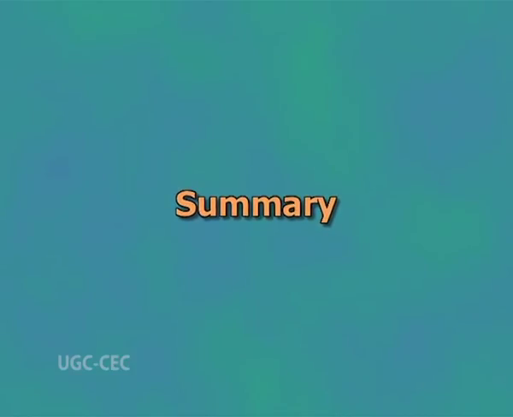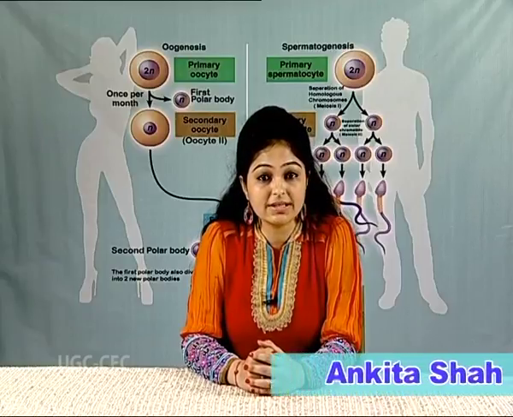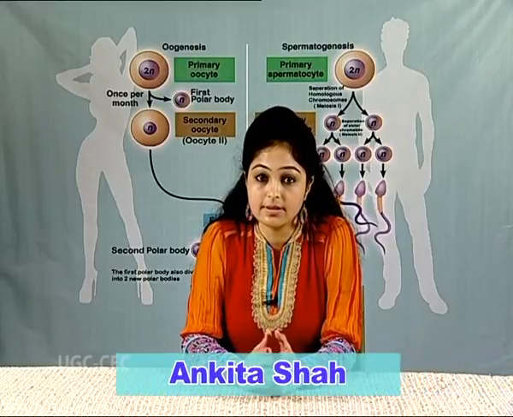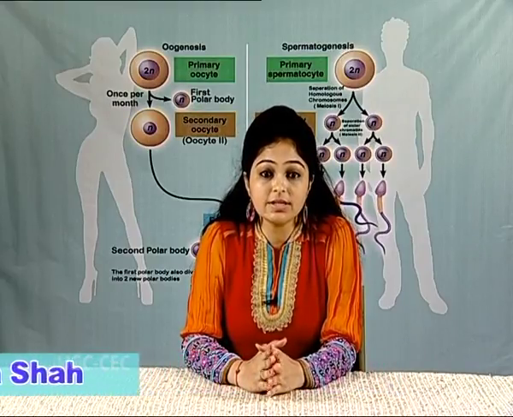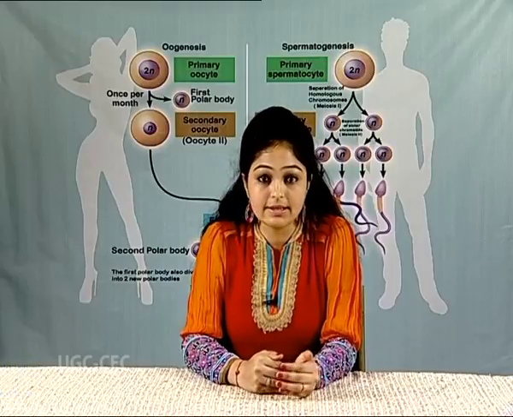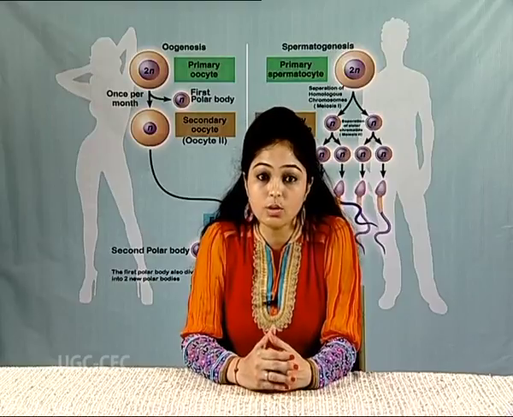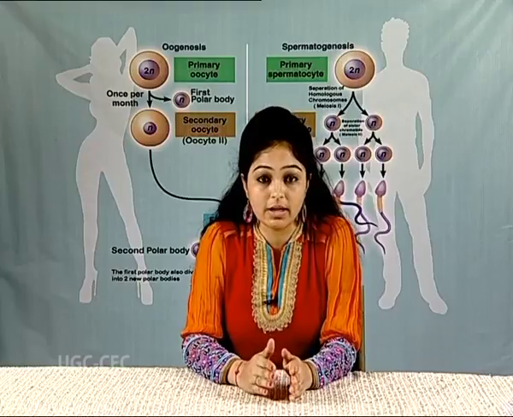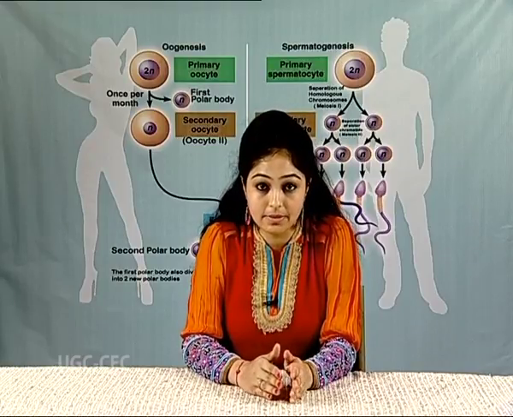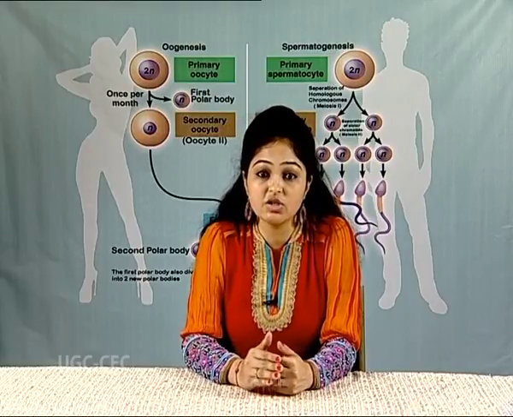Now, we would summarize the entire session that we have talked on gametogenesis. Gametogenesis occurs in both the sexes and is of two types, that is spermatogenesis and oogenesis. Spermatogenesis occurs in the male gonads, that is testes, while oogenesis occurs in the female gonads, that is ovaries. These gonads develop from the undifferentiated gonad during embryonic development. Later, it divides into ovary and testes depending on the genetic sex.